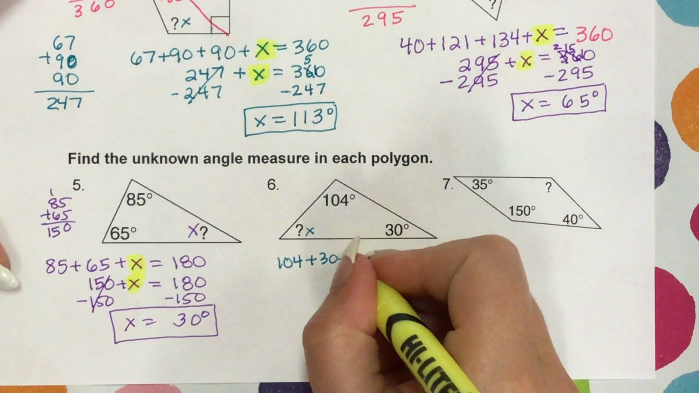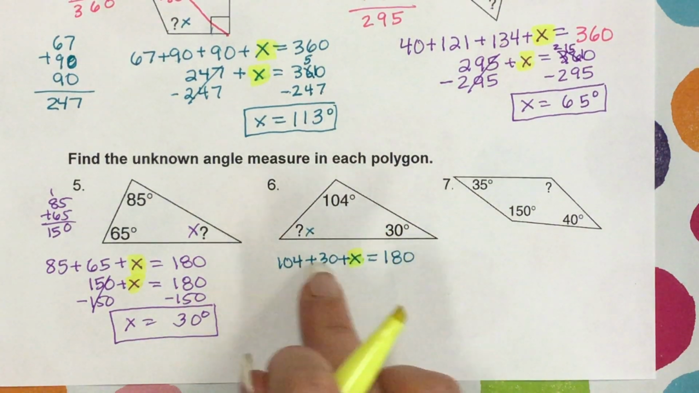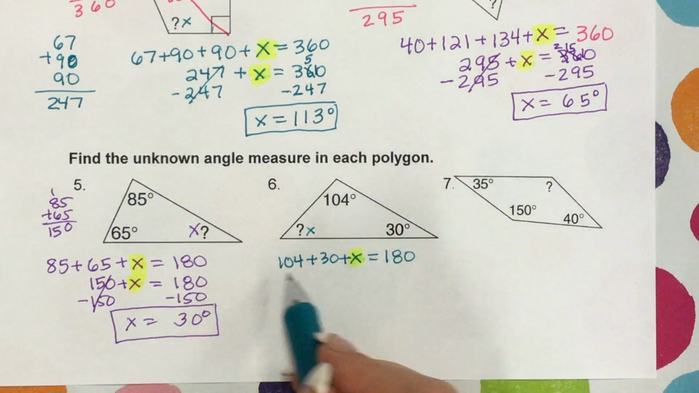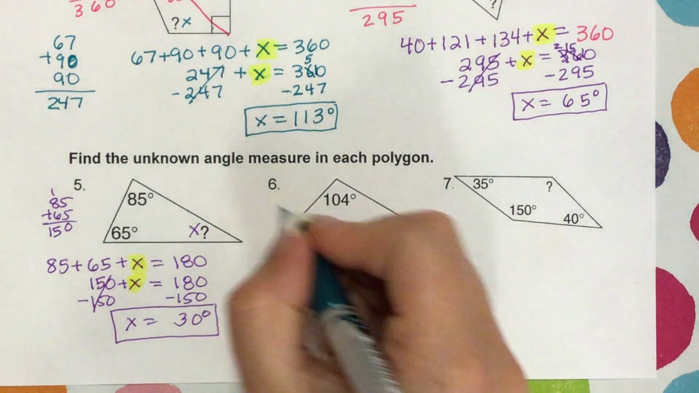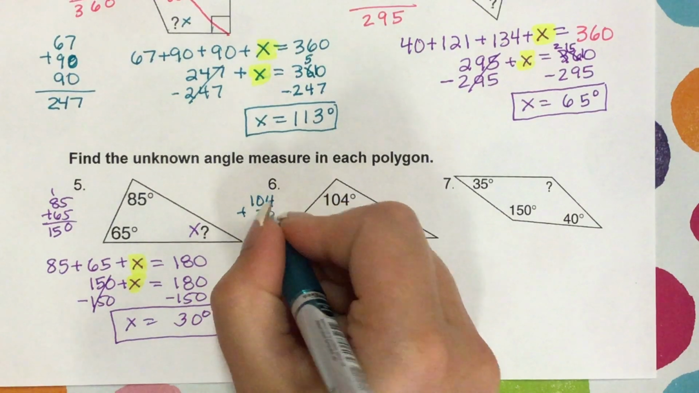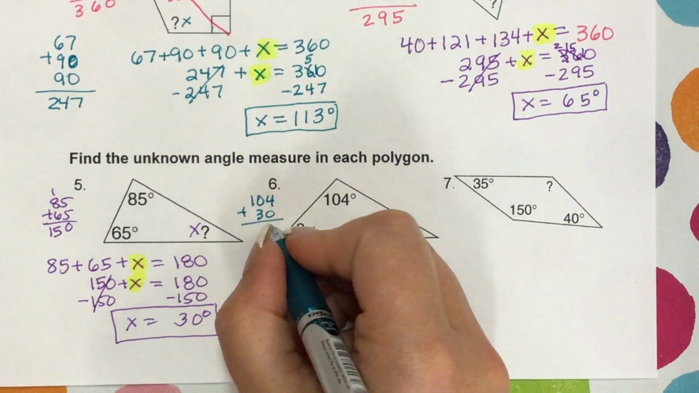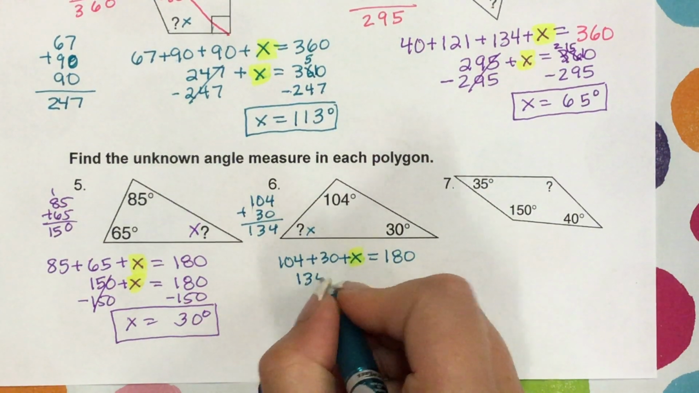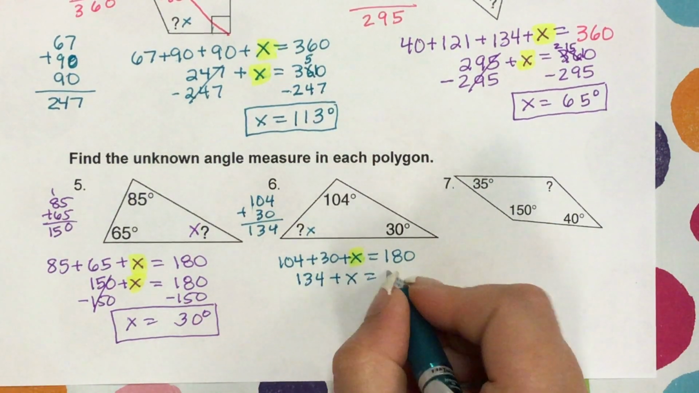We're trying to get x by itself. But first we see that we have like terms, so we need to go ahead and combine those like terms before we start using our algebra skills. So I'm just going to need to add these. So I'm going to go up here and add this 104 plus 30 is going to give me 4 plus 0 is 4, 0 plus 3 is 3, and drop down the 1. So this ends up being 134 plus x equals 180.